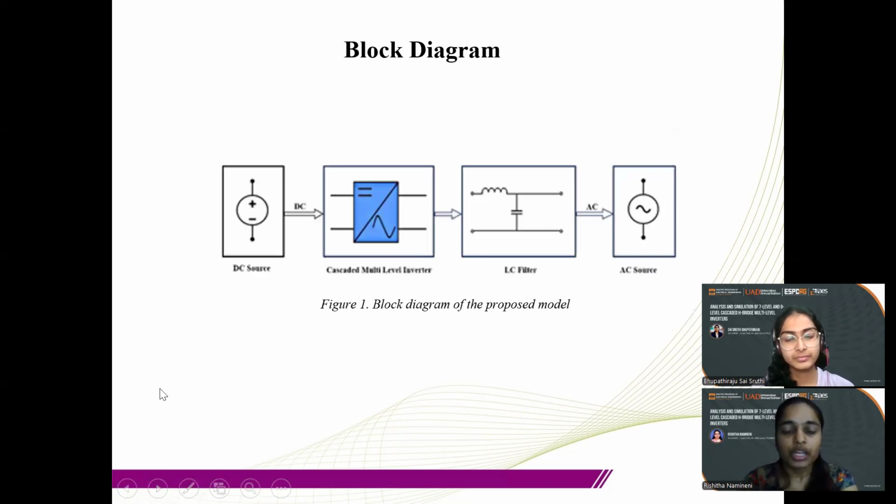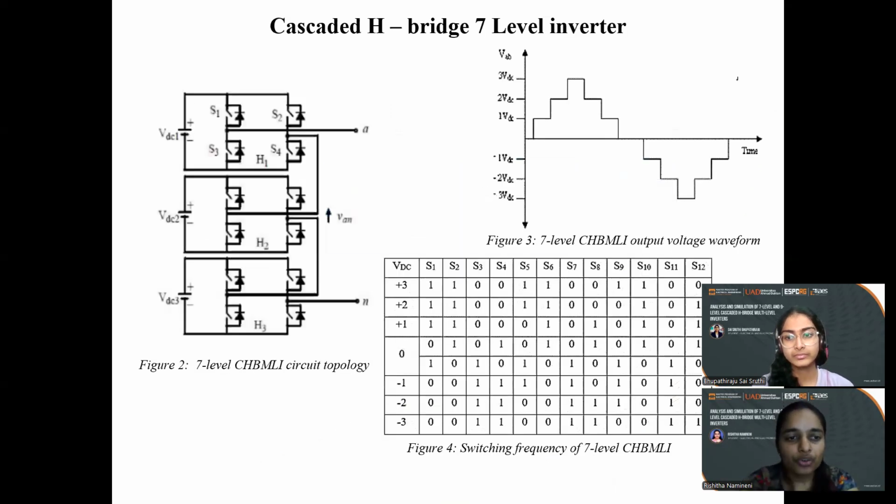So now this is our block diagram. Here we can see that we have taken the DC supply and given it to the cascaded multi-level inverter, and we have used an LC filter to reduce the harmonics. As a result, we are getting the AC source as output. Before going into depth, we have done some research on conventional and multi-level inverters. As our main focus is on multi-level inverters, we'll be discussing the multi-level inverters.